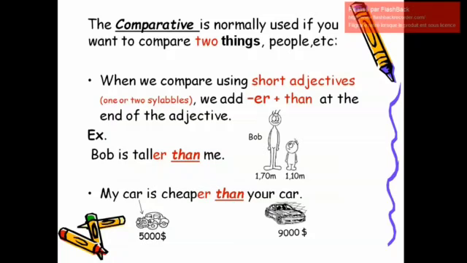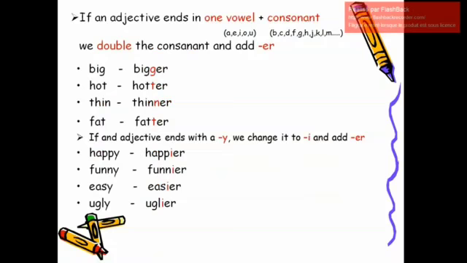Here, my car is cheaper than your car. Here, my car is or costs $5,000. If an adjective ends in one vowel plus consonant, we double the consonant and add er.